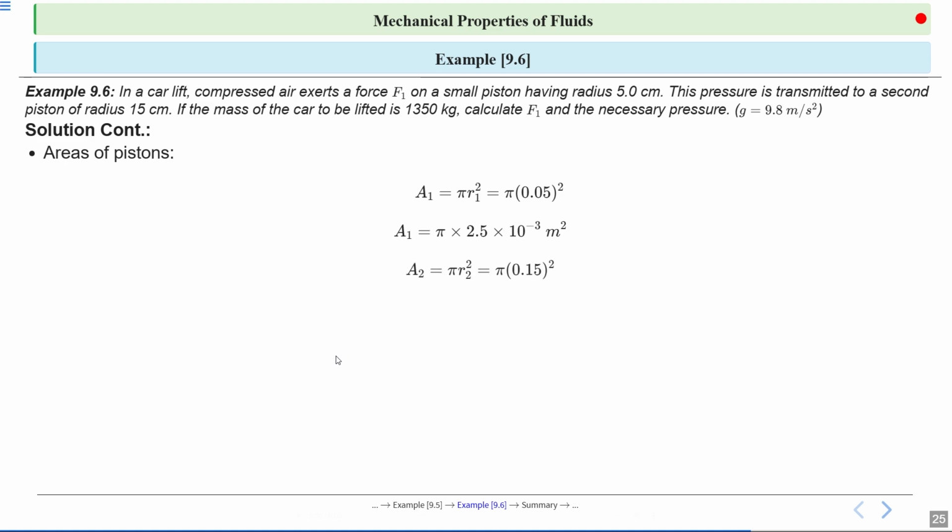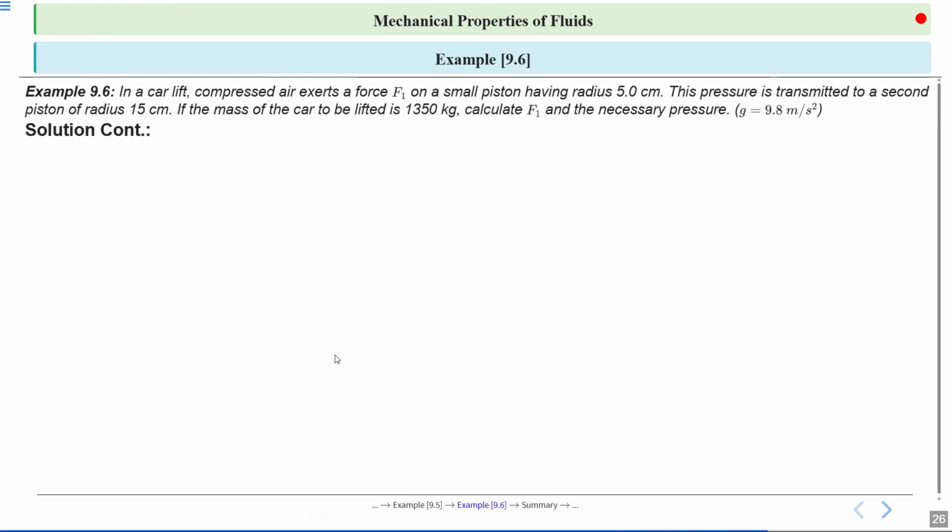So calculate the area. So it will be A2 equal to pi into 2.25 into 10 raised to the power minus 2 meter square. Alright. Now using Pascal's law, the equation we use is F1 equal to A1 divided by A2 into F2. Here F1 is the force on the smaller piston and A1 and A2 are the areas of the small and large pistons respectively, and F2 is the force needed to lift the car.